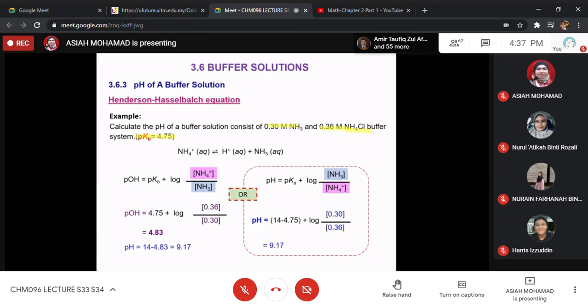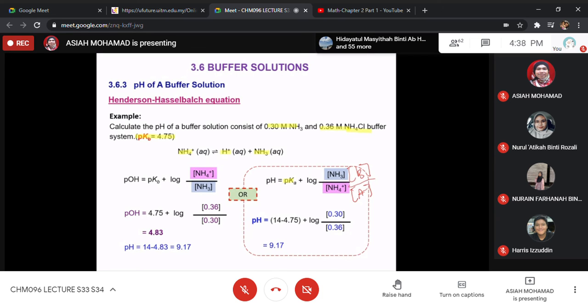Let us start with expressing the chemical equation. Here, ammonium will become the reactant to produce H plus and ammonia. So let us start by using the first equation on how to calculate the pH value of the buffer system. I'm going to use the first equation, which is pH equals pKa plus log of the concentration of the base species over the concentration of the acid species.